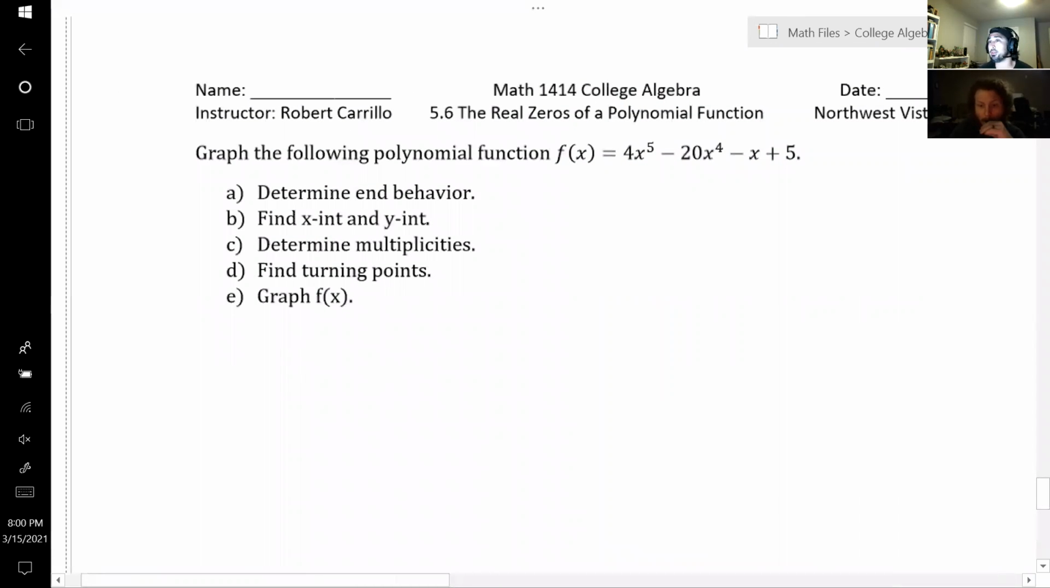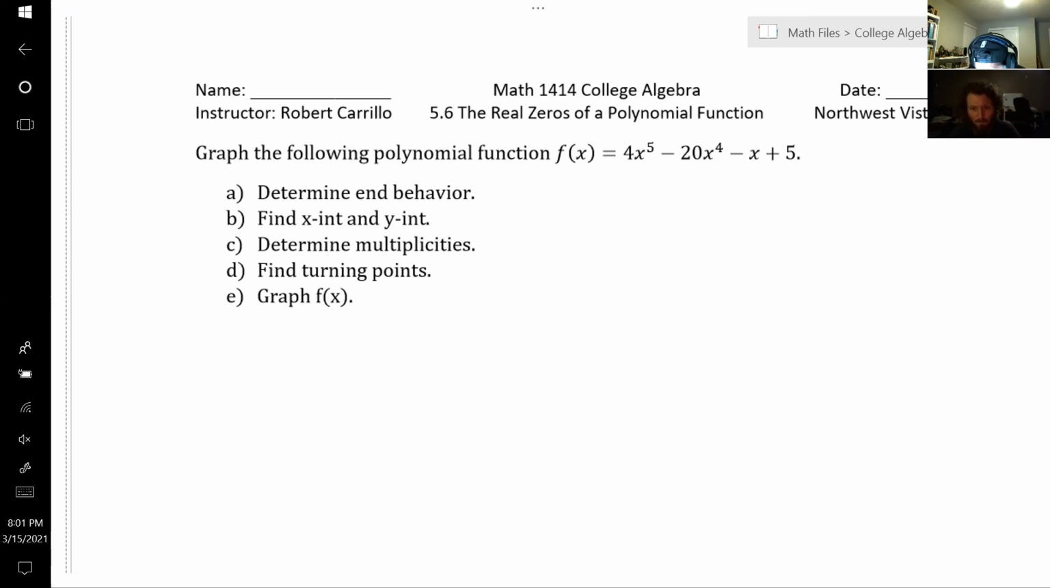All right, last one. Graph the following polynomial function. So this problem includes everything we've learned in this chapter so far. It wants the end behavior, x-intercepts, y-intercepts, multiplicities, turning points. Does it touch? Does it cross? Everything. So in order to find your x-intercepts and your multiplicities, you're going to have to break this down by using what you've seen today, potential zeros.